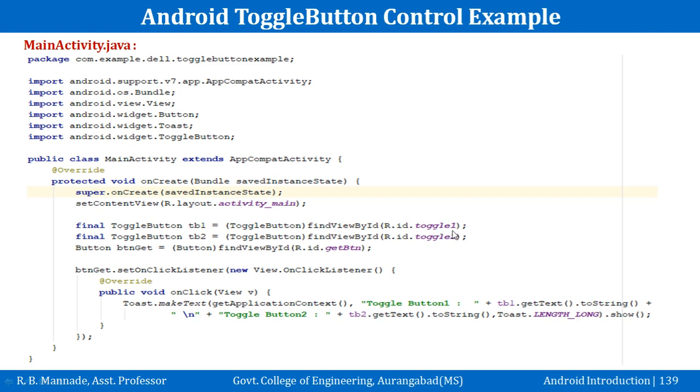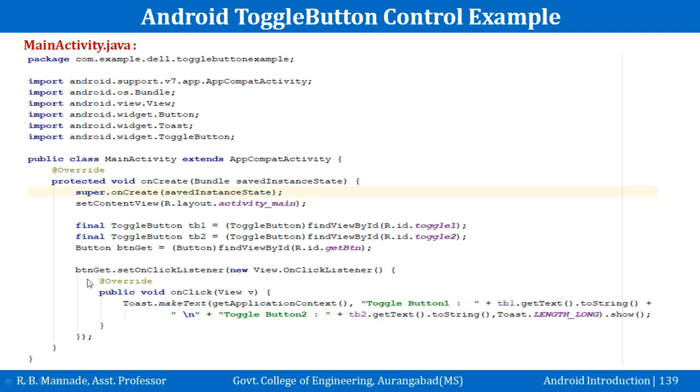So toggle button 1 is mapped with the TB1 button, and toggle button 2 is mapped with the TB2 object of the toggle button. And remember, it is achieved using the findViewById method. Similarly, we have created one object of type Button class, and again we are mapping this object with our simple button by using the same function, findViewById.